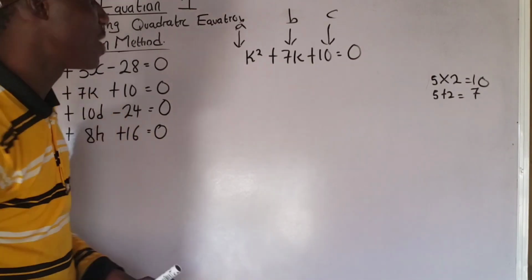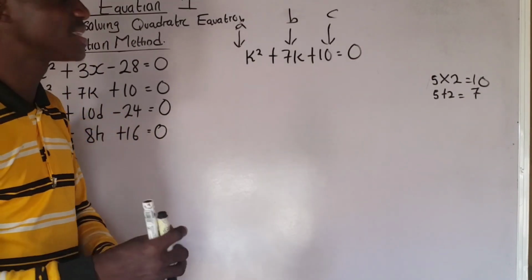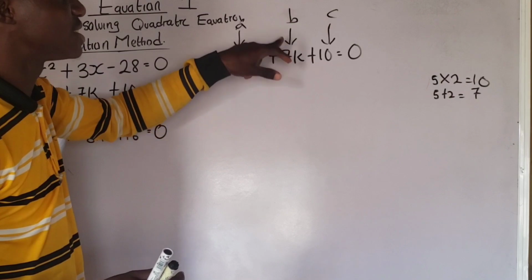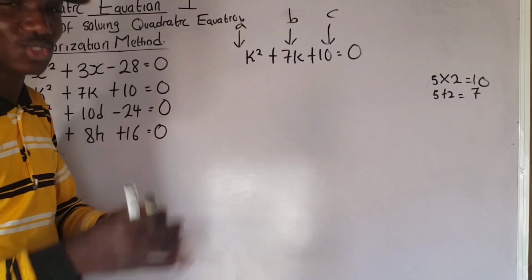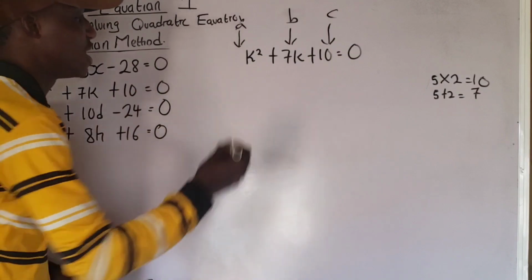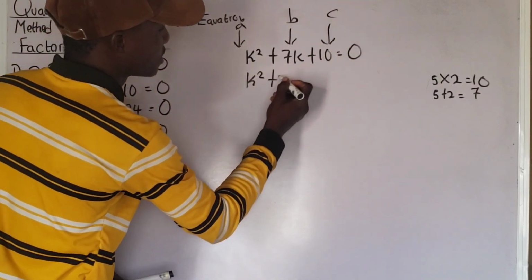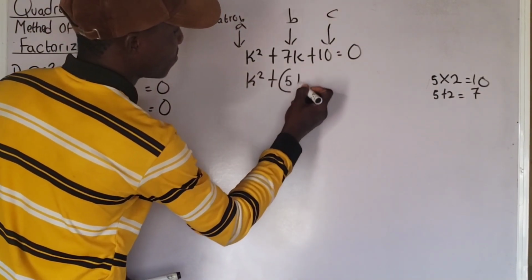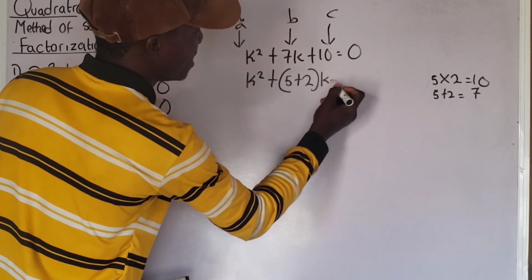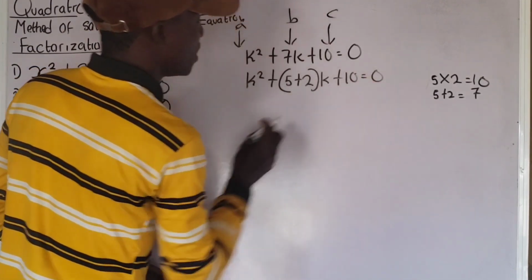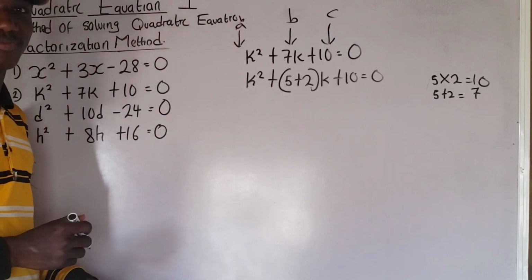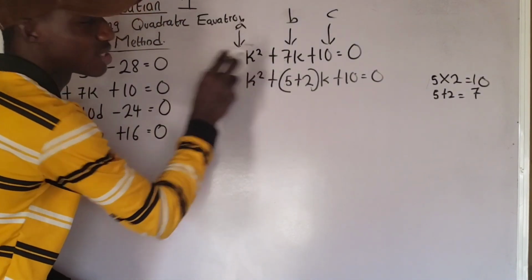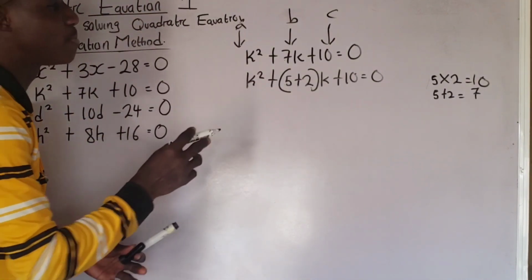5 and 2. So, in that case, I'm going to replace the second term, which is b, by 5 and 2. Are you paying attention? Just pay attention. You're going to understand. Now, I'm going to have k squared plus, open the bracket, 5 plus 2, k plus 10 equals to 0. You know what I did? I replaced 7 as 5 plus 2. 5 plus 2 will give us what? 7.